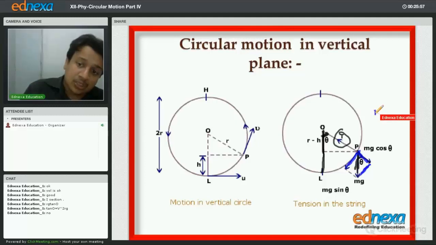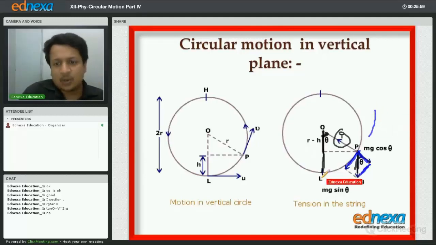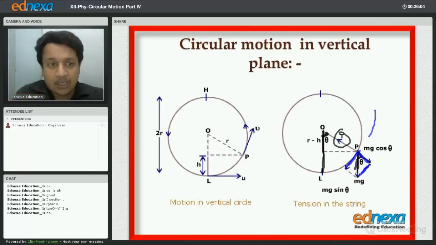Now motion, suppose motion is anti-clockwise, and yes, motion is anti-clockwise. Initially object is at point L, after some time object is going to reach at point P. So in this situation, what will happen is, the direction of mg sin theta is helping the motion, or the direction of mg sin theta opposing the motion? Yes, opposing or helping? Yes, correct answer. That is mg sin theta opposing the motion. Mg sin theta over here opposing the motion.